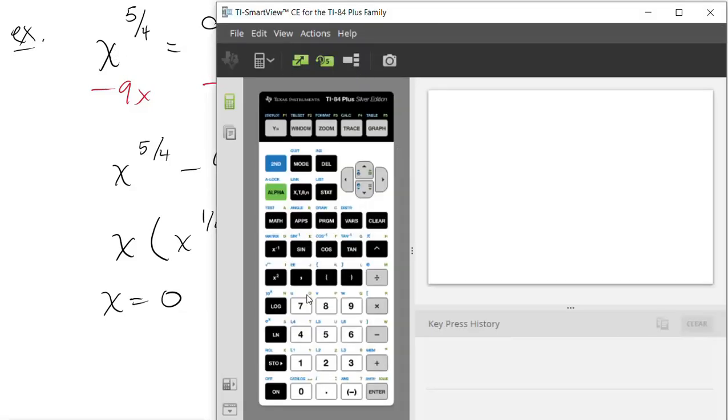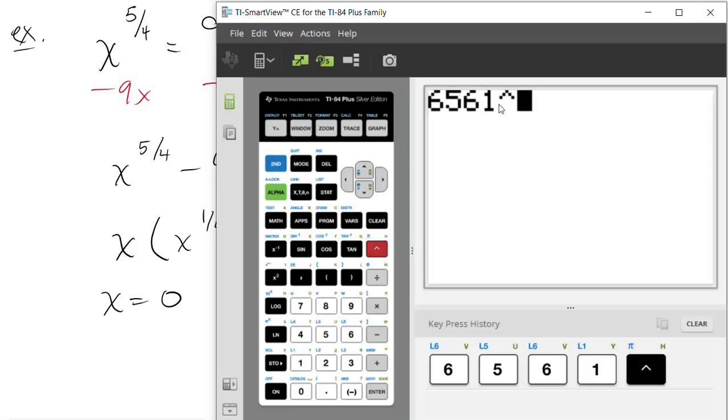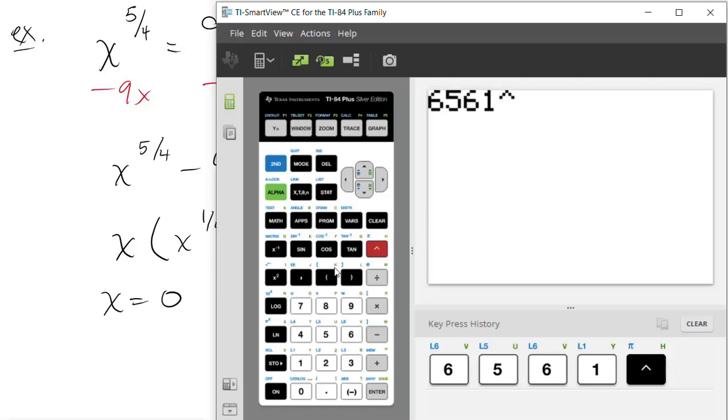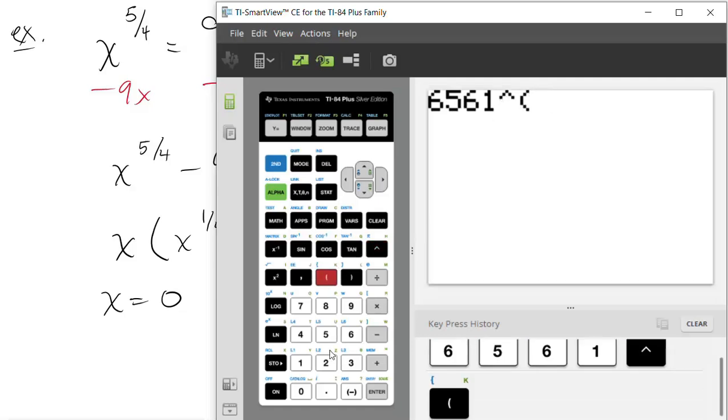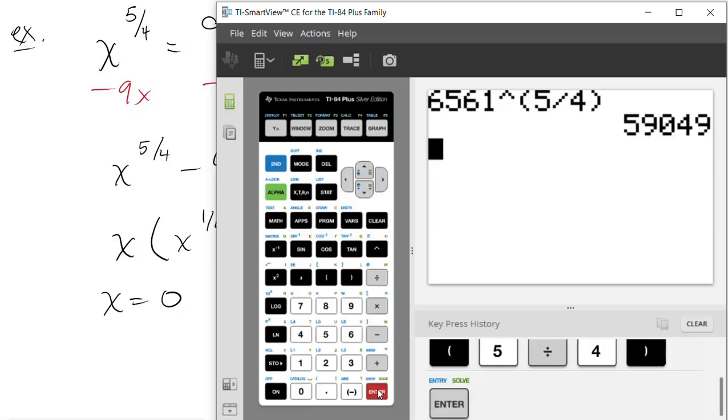The left side of our equation was x to the 5/4, so I'm going to take 6,561 and raise it to the 5/4 power. To get an exponent in this calculator, I use the little caret key. If you have a newer calculator, you'll actually get a superscript and you can just type 5 divided by 4. For those of us with the older operating system, you're going to want to use parentheses and do 5 divided by 4 to make sure that that entire fraction is used as the exponent. That comes out to 59,049.